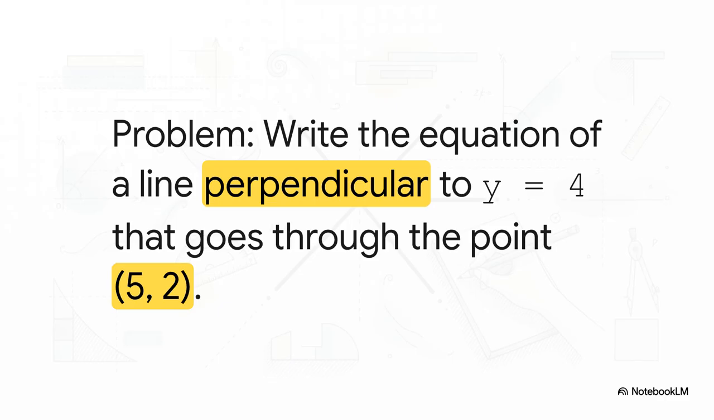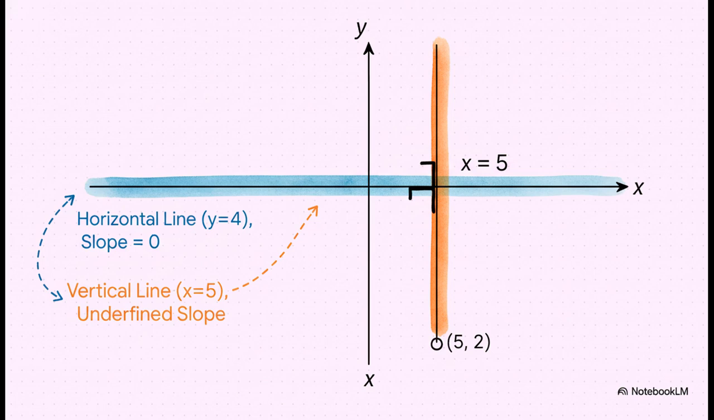All right, our last example. This one looks super simple, but it's got a really cool little twist. The line is y equals 4. So, what kind of line is that? Just picture it. It's a perfectly flat horizontal line. Now, what does a line that's perpendicular to that have to look like? Exactly. It has to be a perfectly straight up and down vertical line.